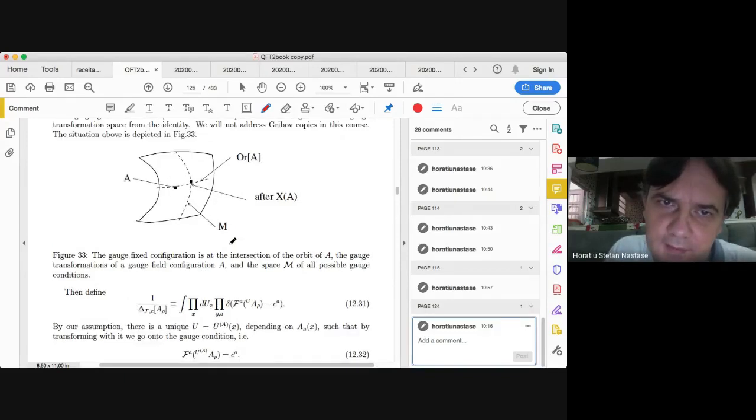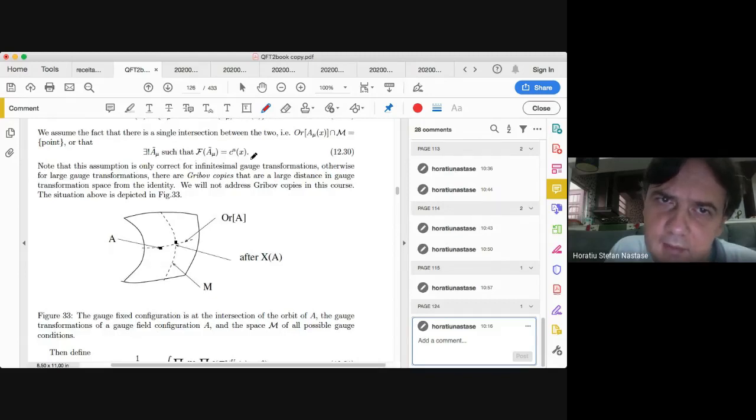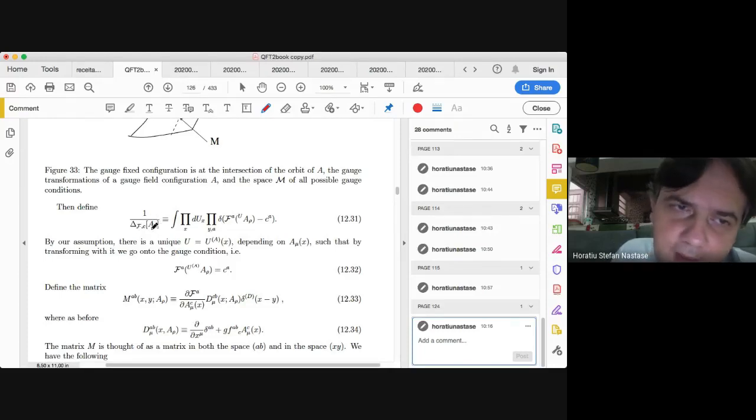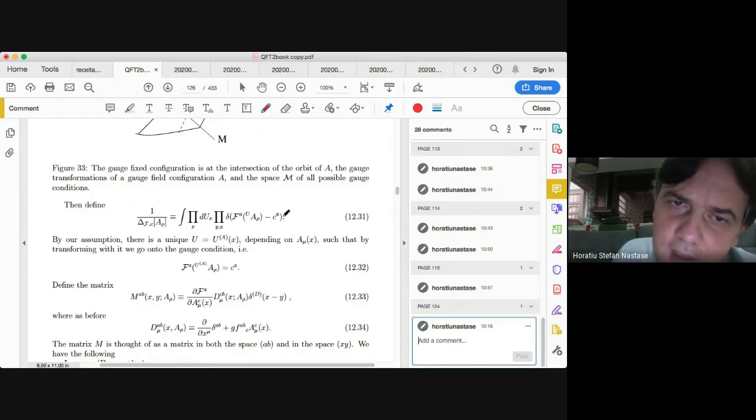But let's assume for a moment that there are no Gribov copies, and we're just looking at this unique point, which is the gauge fixed version of the gauge field A. Well, then let's define one over delta of F, c, and A. By definition, this is the path integral of dU, so dU x, product over all x, and then the product also over all y's of delta of c^A of y, and F^A, the gauge fixing condition, acting on A transformed by U.